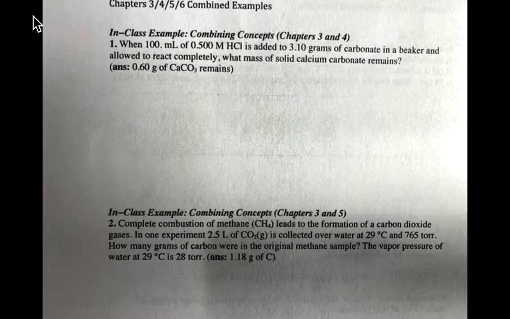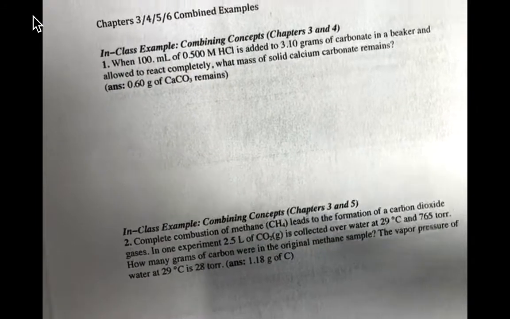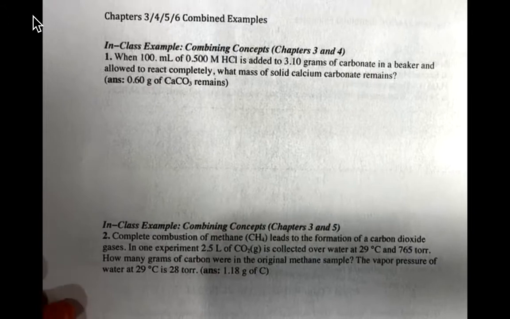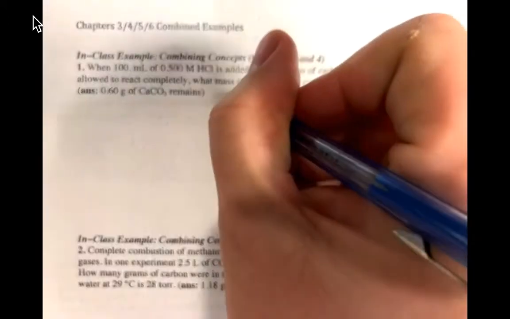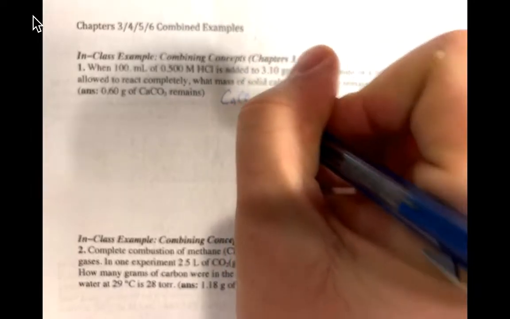So in this particular question that we have here, we're asked when 100 mLs of 0.500 molar HCl is added to 30.10 grams of calcium carbonate in a beaker and allowed to react completely, what mass of solid calcium carbonate remains? And so for this problem, first thing that we need is a balanced chemical equation.